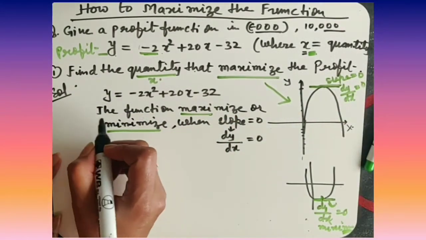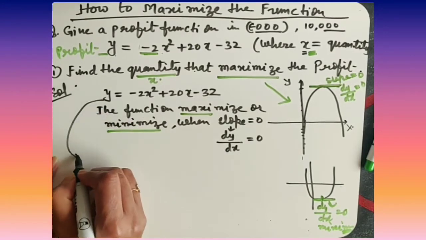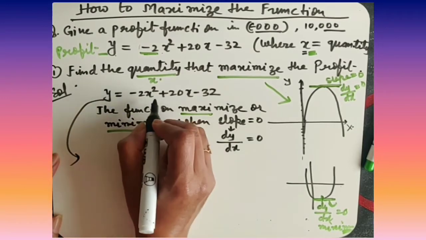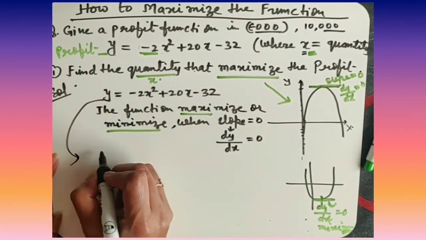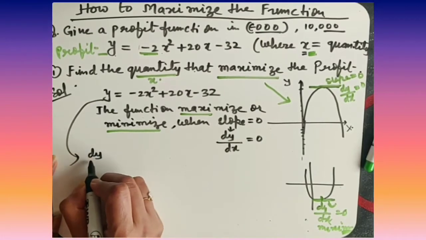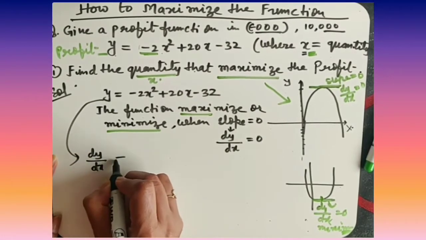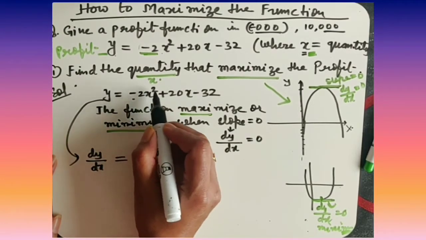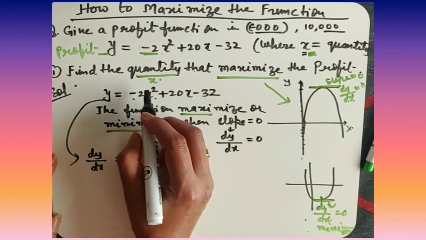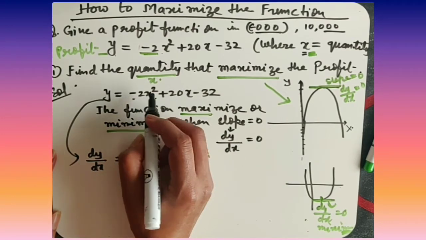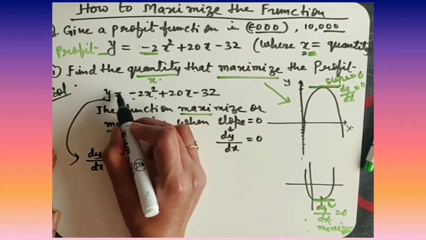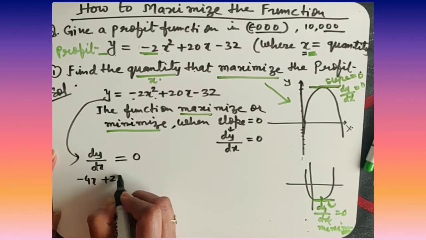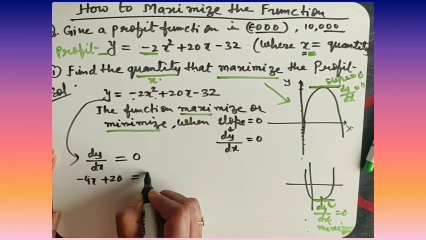Now we will find the value for which the function will be maximized. Here we have y equal to minus 2x square plus 20x minus 32. Find the slope, dy over dx, and put it equal to 0. So find dy over dx, the first derivative. I have uploaded derivative videos from basics to higher level; you can check my videos there. So the derivative of y is minus 4x plus 20. This is your dy over dx, and put it equal to 0.